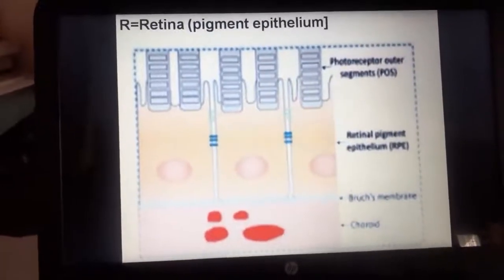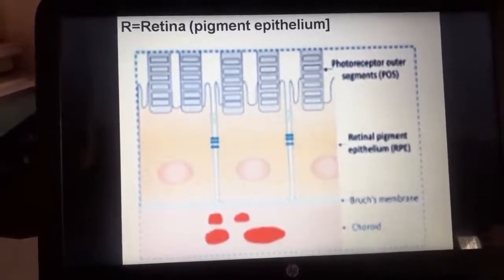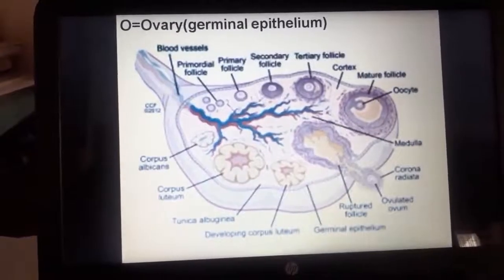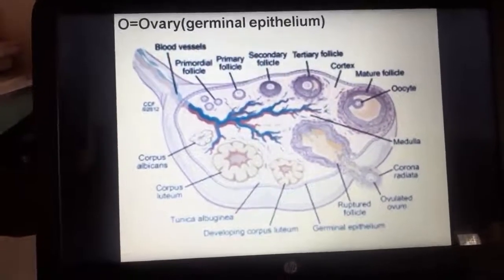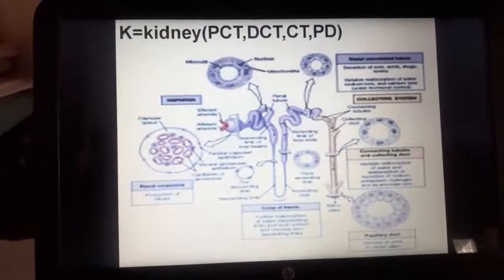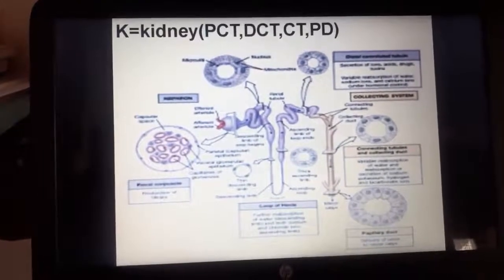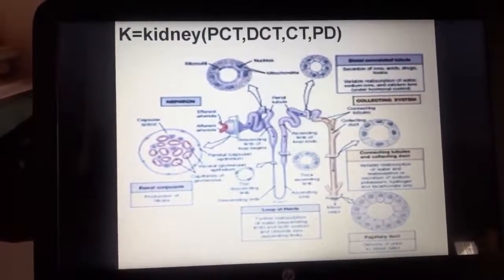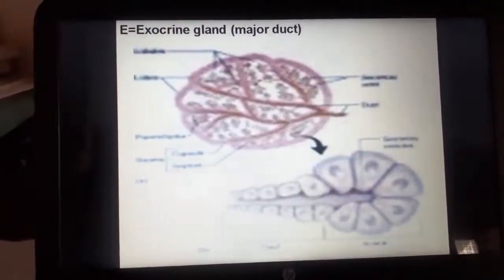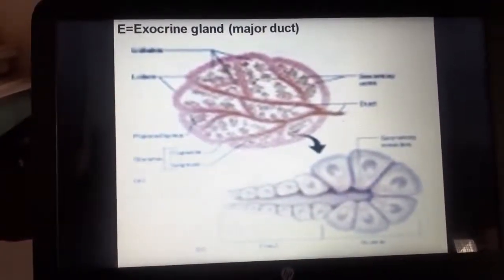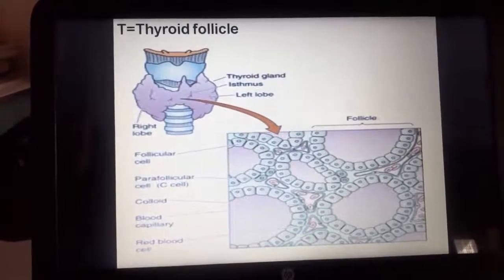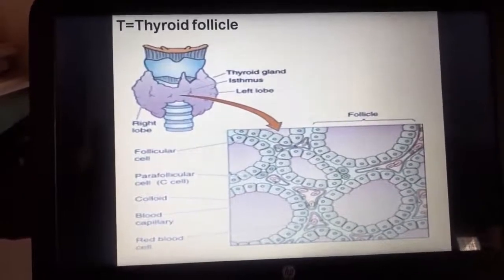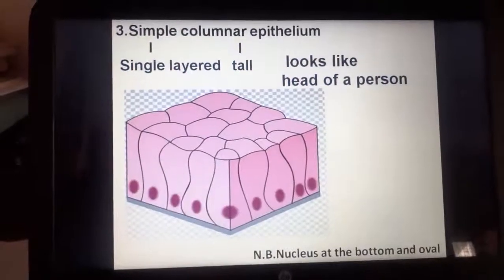Where will it be found? In the retina, the pigment layer of retina. O for ovary, germinal epithelium of ovary. K for kidney, that is the proximal convoluted, distal convoluted, collecting tubule and the papillary duct. E for exocrine gland, the major duct of exocrine gland. And T for thyroid follicle. Rocket. Okay, now coming to simple columnar.